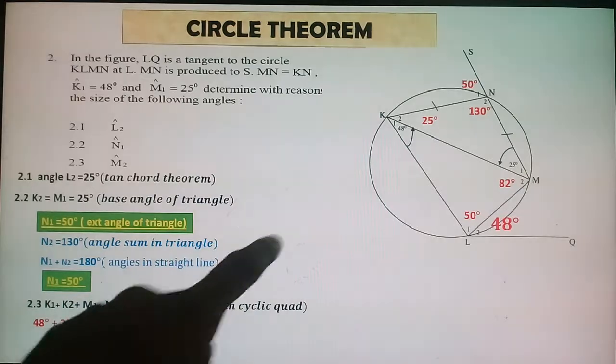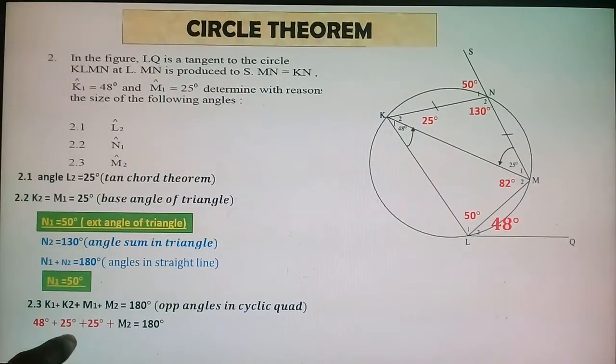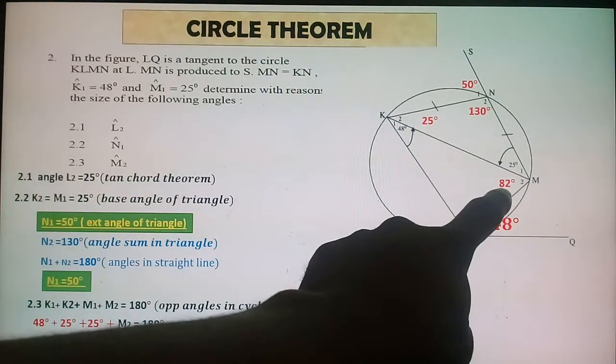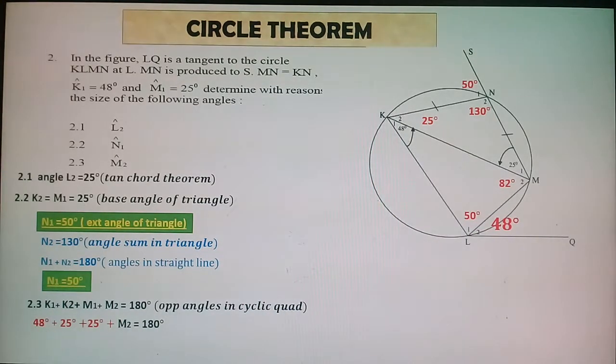48 degrees. Then k2 equal to 25 degrees. m1 equal to what? 25 degrees. Then we need to find what? m2. Then solve for m2. We got our m2 equal to 82 degrees. Wow, how nice is mathematics.